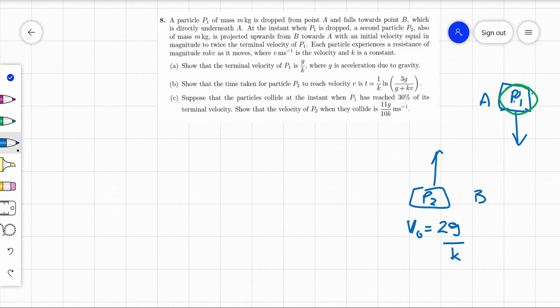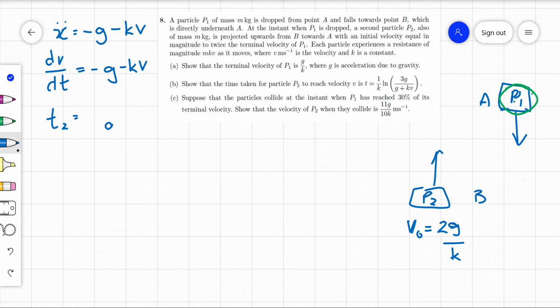Then show that the time taken for particle P2 to reach velocity v is that. So we're looking for our acceleration equation in terms of v and t, so we're going to use v to t for this one. What's our x double dot in this case? Gravity is going in the opposite direction to motion, and we've also got a resistance of mkv, so kv when we divide through by the m. Let me just rewrite that. Our time, and I'll call this particle 2, so I'll call it time 2.